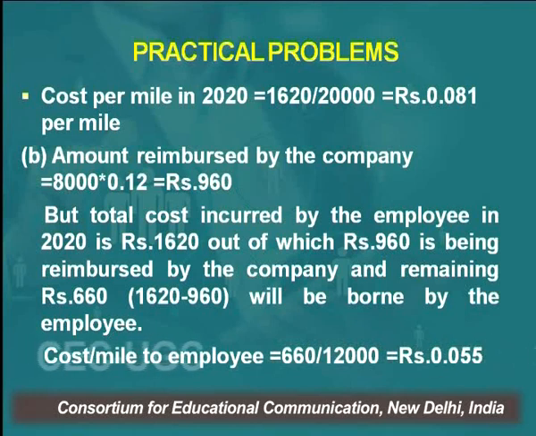The total cost incurred by the employee in 2020 is 1620, out of which 960 is being reimbursed by the company, and the remaining 660, that is 1620 minus 960, will be borne by the employee. So cost per mile to the employee will be 660 divided by 12,000, because 12,000 kilometers the employee has used the automobile for personal uses. So for personal uses the cost involved is 0.055.